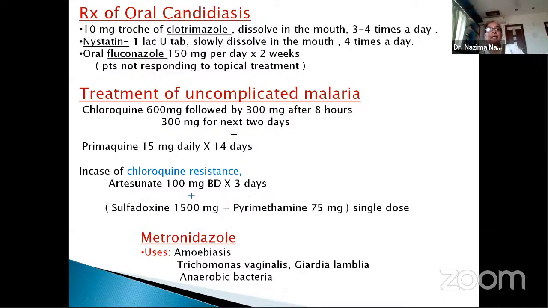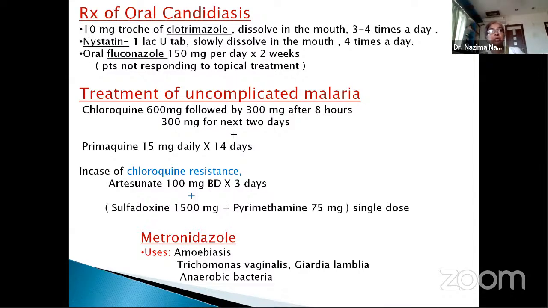Now, in case the infection does not subside with this topical treatment, we generally use systemic therapy with fluconazole, which is given orally in the dosage of 150 milligrams per day for a period of 2 weeks. So here fluconazole is generally given to patients who are not responding to the topical treatment as such. So that's it about the treatment of oral candidiasis.